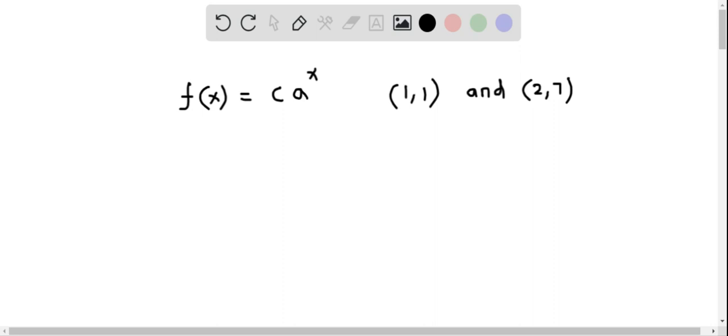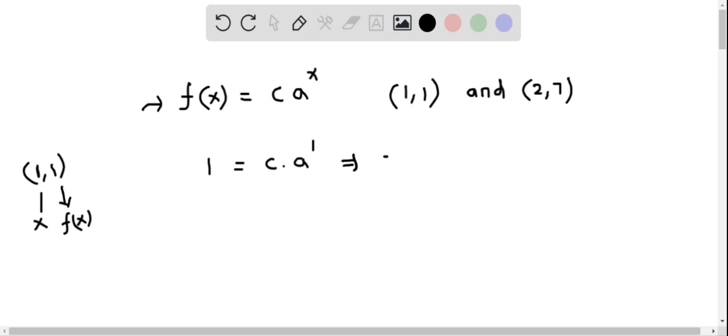First I'm going to consider the point (1, 1) and plug it into the function. This means when x equals 1, the value of the function is 1, that is f(x) is 1. So first replace f(x) by 1 and also x by 1. So we get 1 equals c times a raised to the power of 1, and a to the power 1 is a. So we get 1 = ca.